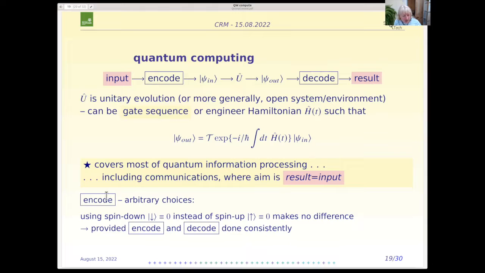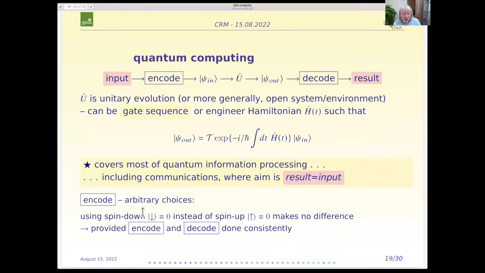And that's this encoding step here. Encoding implies there are some arbitrary choices involved, and not completely arbitrary, obviously. You have to have a system that's big enough with enough degrees of freedom that it can represent all the data you want to put in at the start. But if I'm using spin down to represent 0 instead of spin up, in principle, that should make no difference, provided the encode and the decode are done consistently.